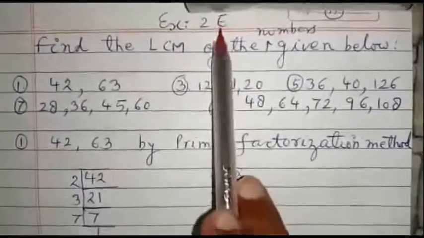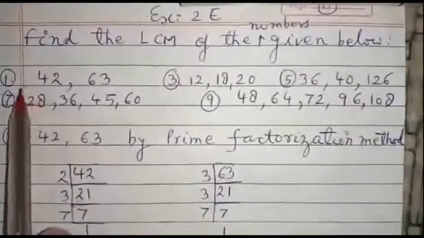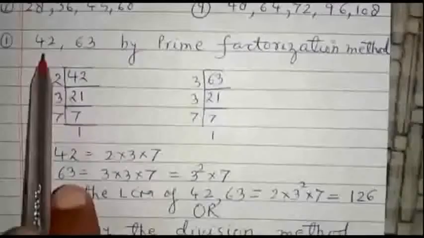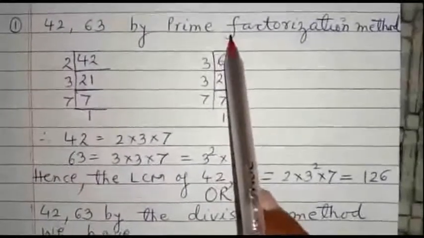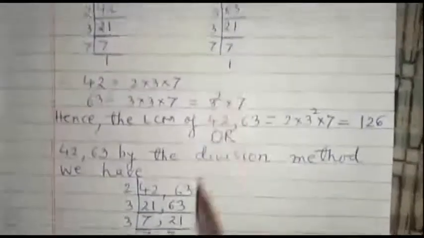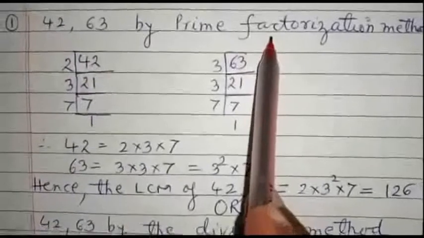Exercise 2E, find the LCM of the numbers given below. Question number 1, 42, 63. Now we will solve this question number 1 by two methods, prime factorization method and the division method. You are free to attempt by any method, whichever you like most. So first we will find by prime factorization.